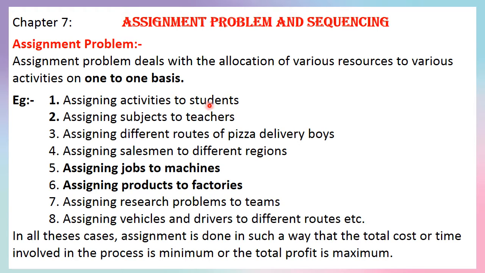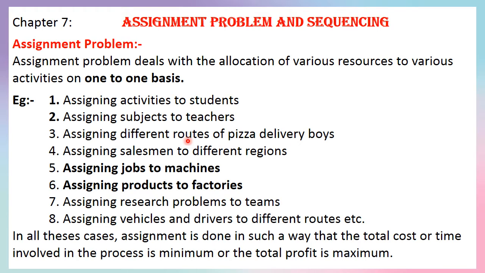Assigning activities to students. We know certain students are very expert or talented in some activities. For example, some students can monitor the class very nicely, so that student can be made monitor of the class so that he can maintain the discipline of the class. Similarly, subjects are allocated to subject teachers only, to get good results in teaching, and assigning different routes to pizza delivery boys.